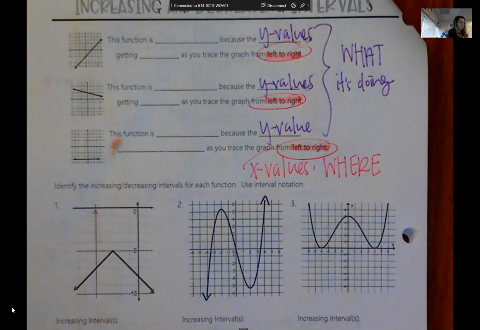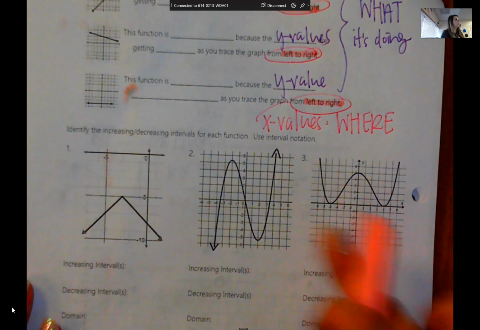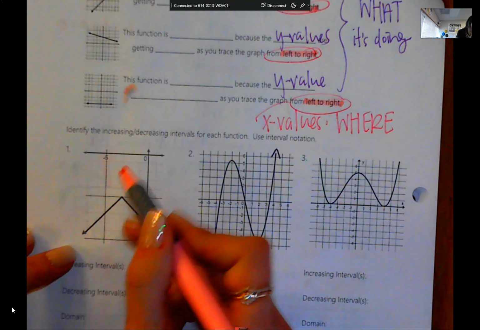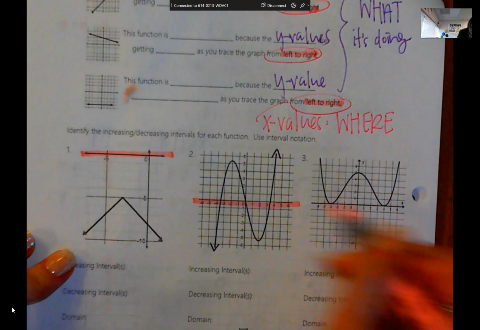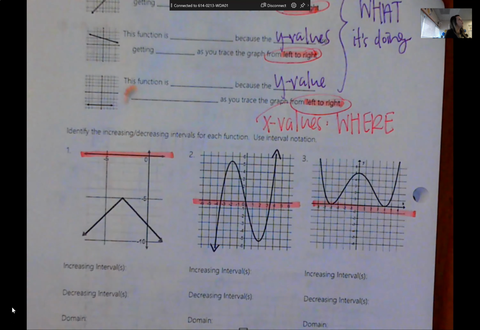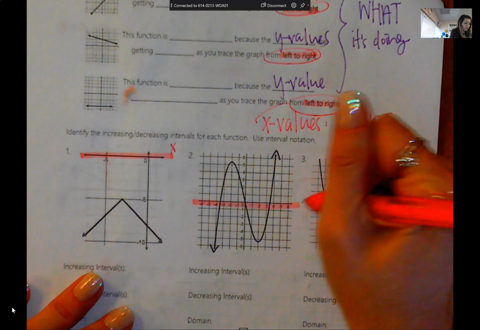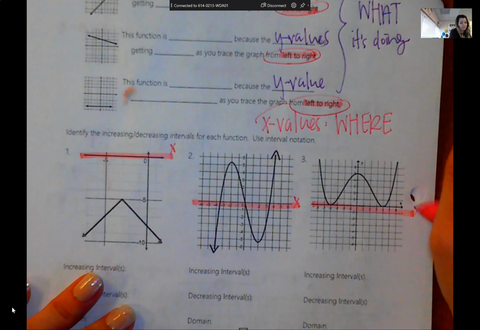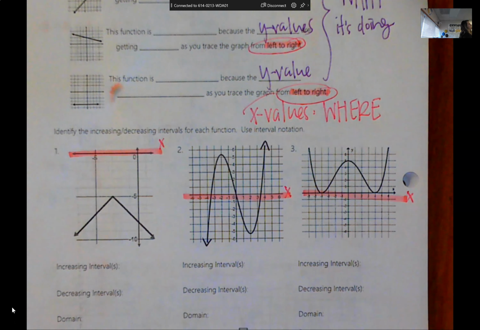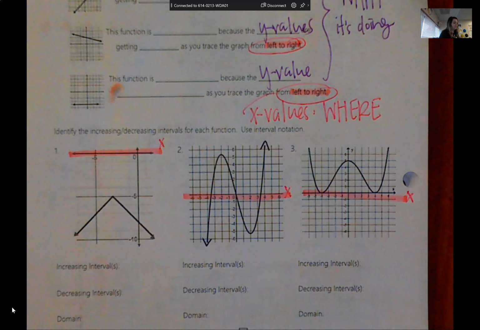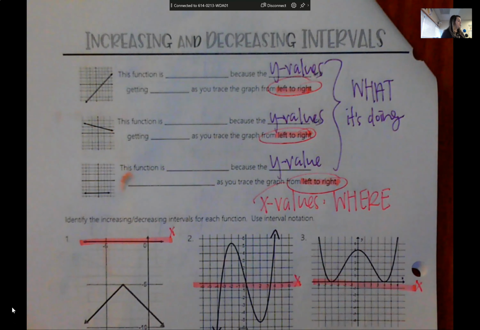So just to keep it consistent, down here on each of these graphs, 1, 2, and 3, I am going to highlight the x-axis because that's going to tell us where we're increasing and decreasing. So we not only need to consider the x, but also the y. Or we not only need to consider the y, but also the x. Okay, so how do we determine if it's increasing, decreasing, or constant?